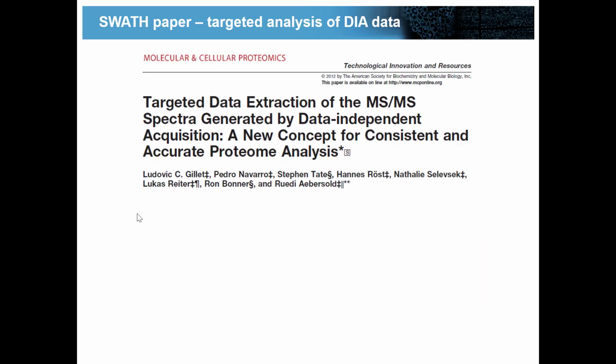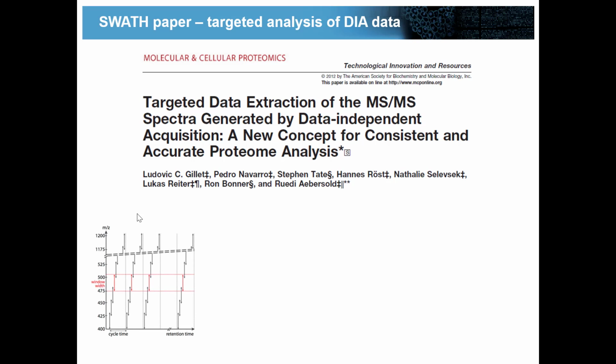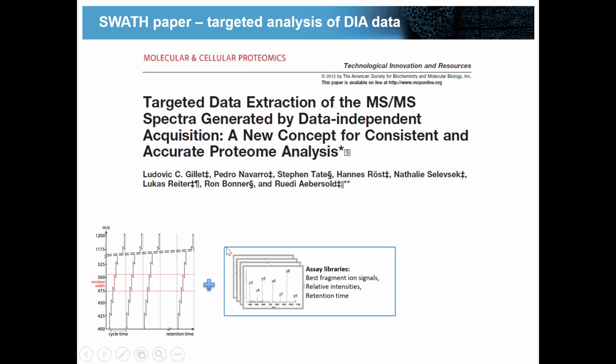And this is the paper that came out from Ludwig Gillet in our group in 2012 that described this concept of using prior knowledge, so taking DIA data and combining it with some prior knowledge about the peptides that you want to dig out of that data. So what are the best fragment ion signals? What are the relative intensities of those fragment ions? What's the retention time of the peptide, and all the things I mentioned?